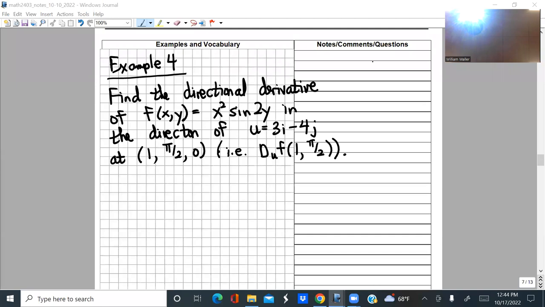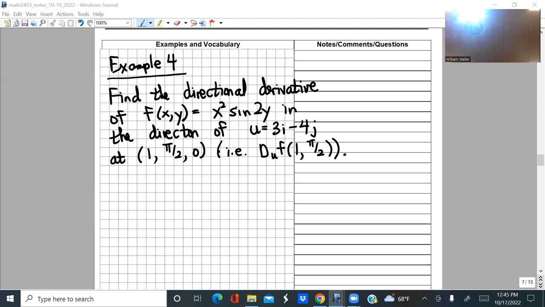Okay, let's try resuming here. And this is just a variation on the same type of problem. So we want to find the directional derivative for this surface, x squared sine 2y. This is fun because it's got a sine in it, but in the direction of this vector. But we're not indicating here what the angle for this direction vector is. We're just giving you the direction vector in standard form, in the i j form. So we don't really need to actually calculate what the direction is in terms of degrees or radians.